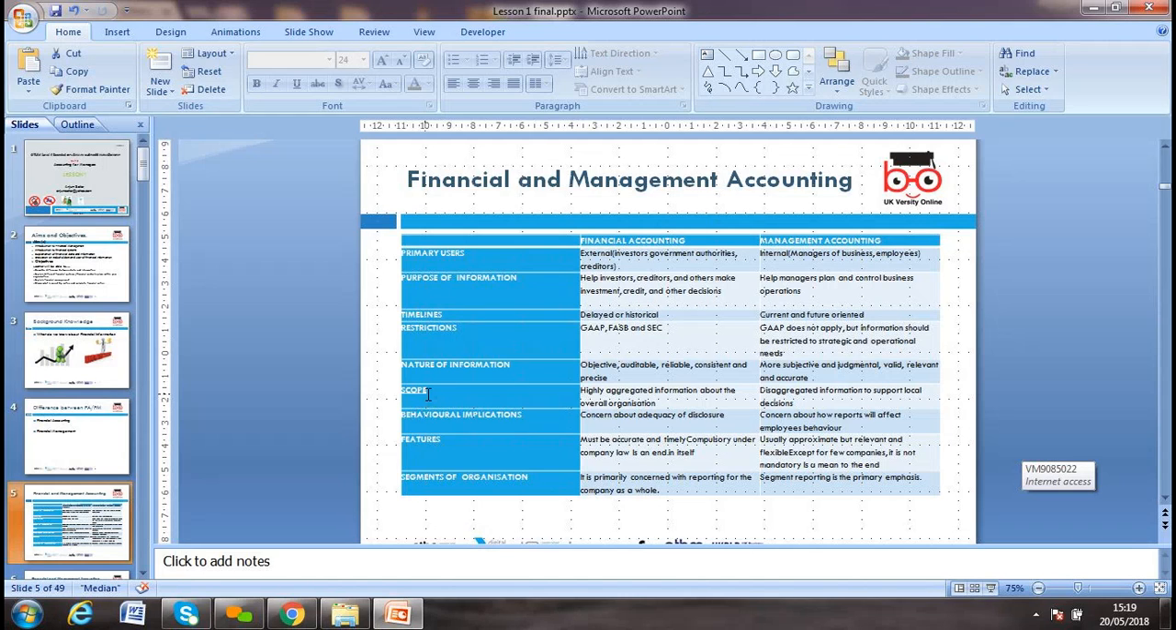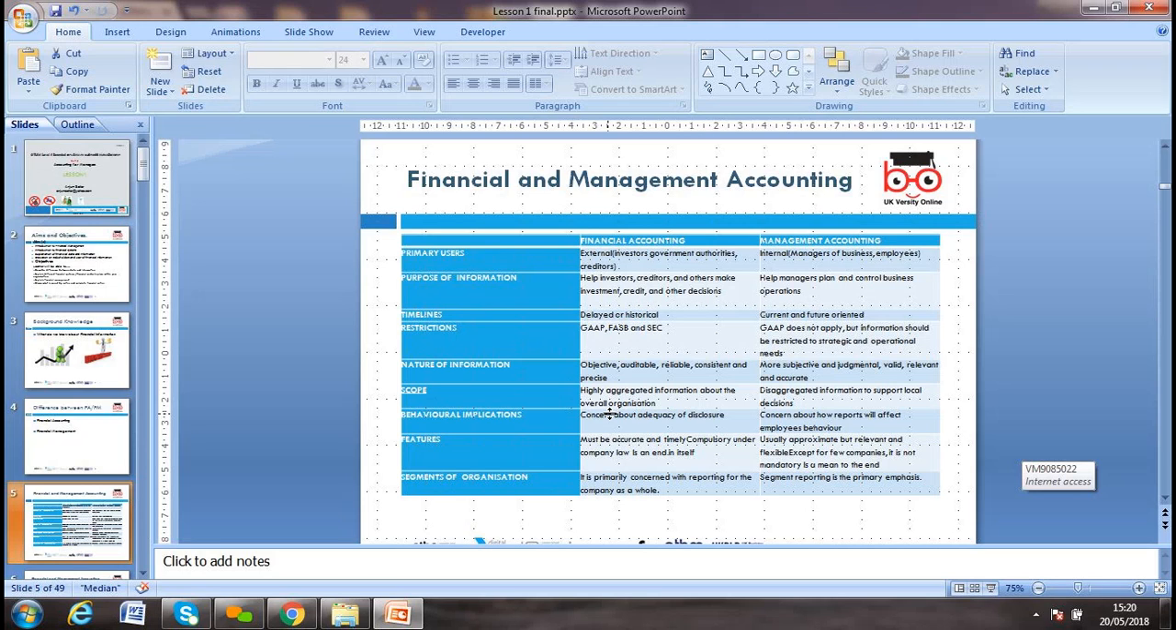Nature of the information: financial information is more objective and auditable, reliable, consistent and precise. But management accounting involves more subjective judgment, and should be valid, relevant and accurate. Scope: financial information is highly aggregated, but management accounting is disaggregated information to support local decisions.